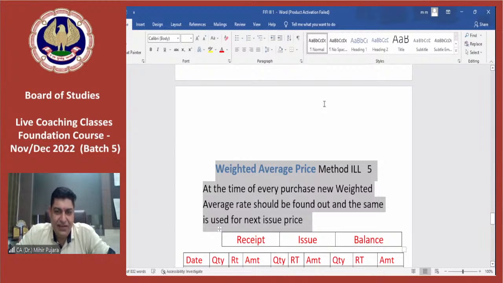Prakash, it is first in, first out, and last in, first out. LIFO and FIFO.